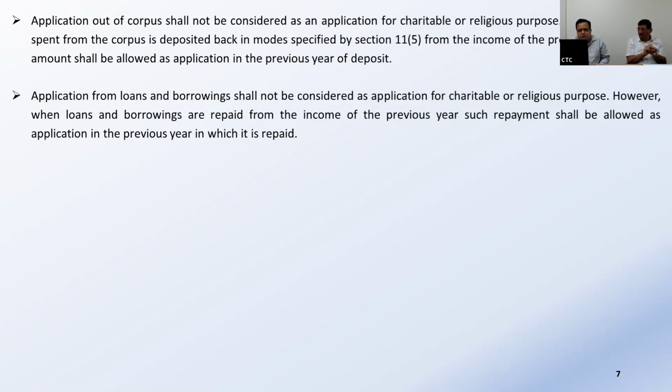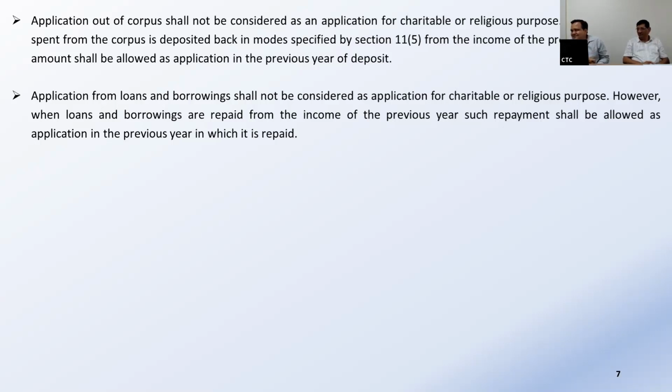Right. Yes. But even if you use, sorry to interrupt, opening corpus, if you are utilizing it, then again it will not be allowed, because the word used is only corpus. There is no mention of corpus of the current year or of earlier years. So that will not be allowed as application. That also replacement is to be done, and you have to redeposit it into 11(5) and then claim application in that year. This is to avoid erosion of corpus.